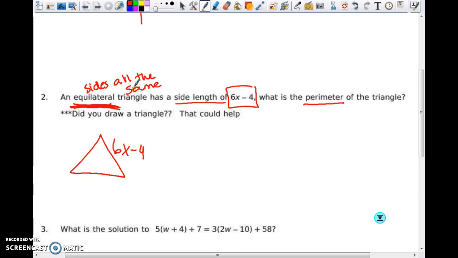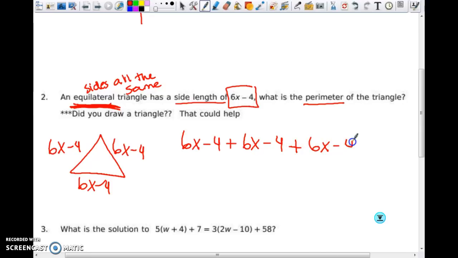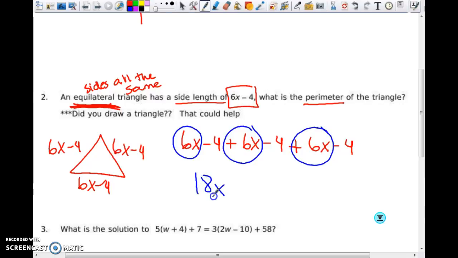So if one side is 6x minus 4, that means another side is 6x minus 4, and the last side is 6x minus 4. And perimeter means we add up all the sides. So I'm adding 6x minus 4 plus 6x minus 4 plus 6x minus 4, right? And how do we add them up? You can only add the ones that look alike. So I have 6x plus 6x plus 6x. That leaves me with 18x.